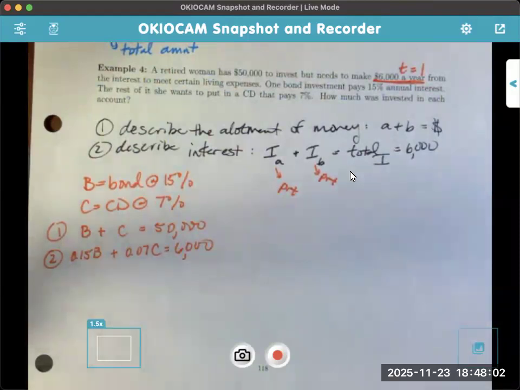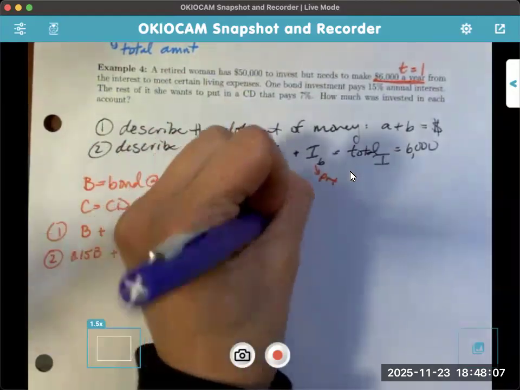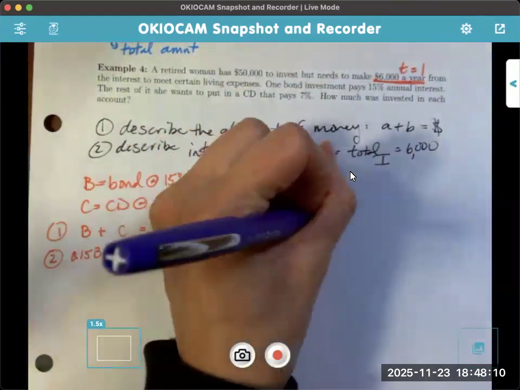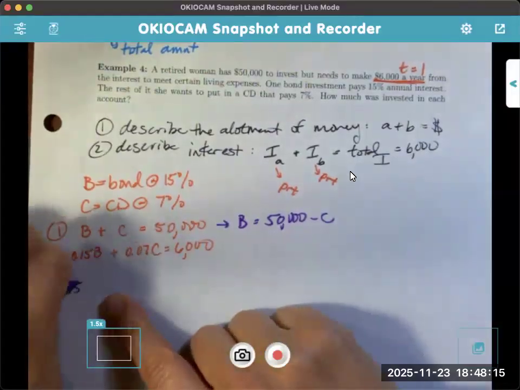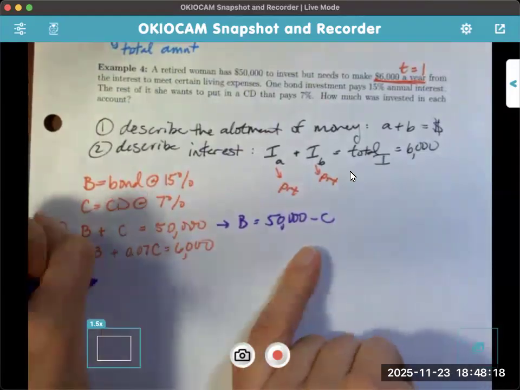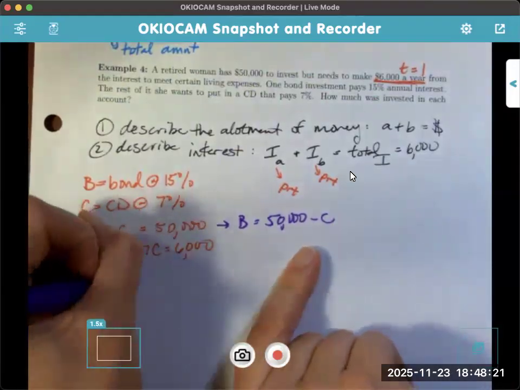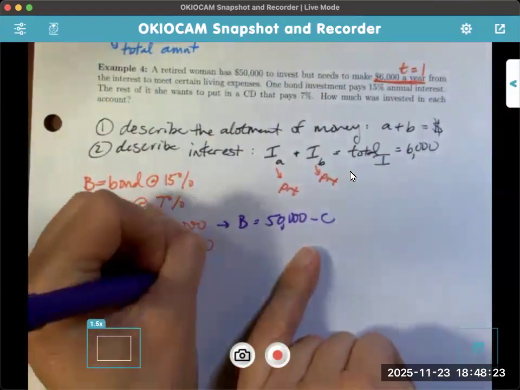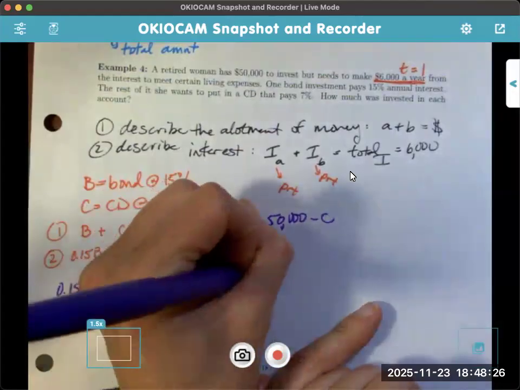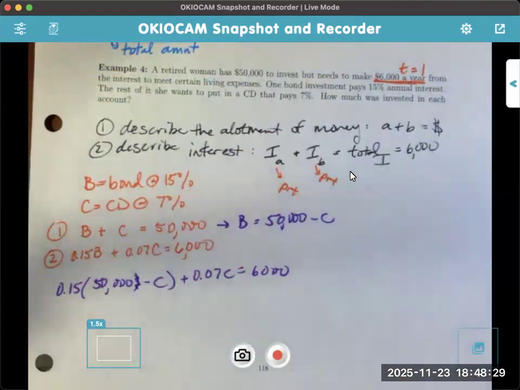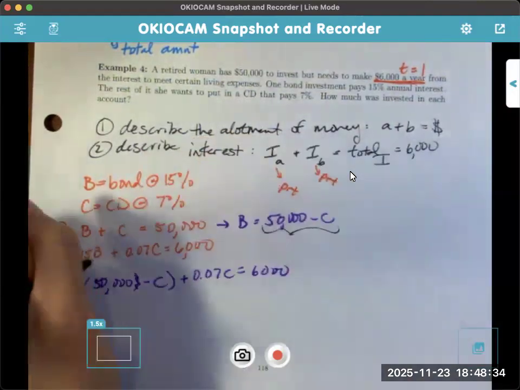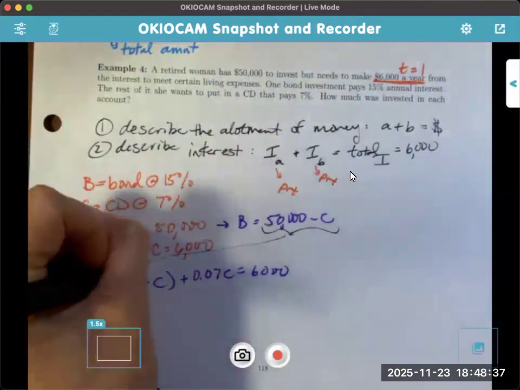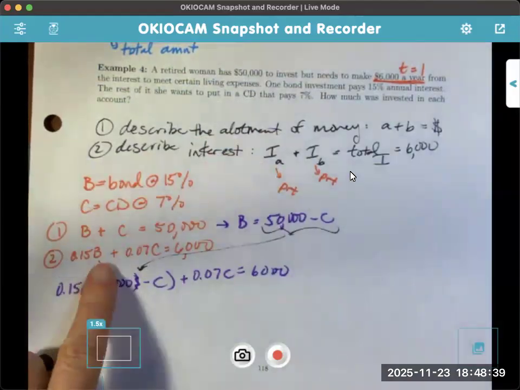So if I just do simple substitution, if we solve for B, then B equals 50,000 minus C. So now I know that 0.15 times, what's B? B is 50,000 minus C, plus 0.07 C has to equal 6,000, right? So all I did is substitute what B equals into equation two.